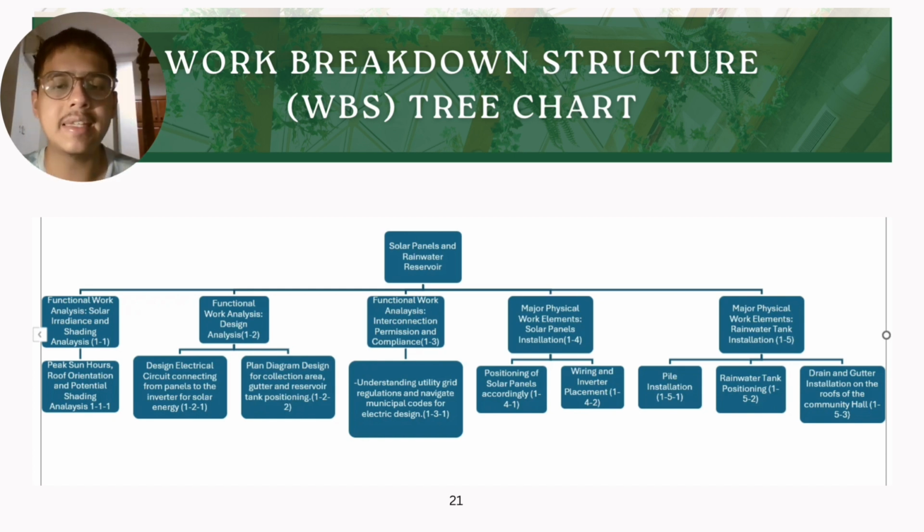Then for the second functional analysis, we have the design analysis: designing the electrical circuit connecting the panels to the inverter for solar energy, and of course planning using AutoCAD to design the collection area, gutter and reservoir. The third one is the functional work analysis for interconnection provision compliance, understanding the utility regulations and navigating the codes for electrical design. Now let's move on to the work elements, solar panel installation. We need to make sure that we position the solar panels accordingly and do the wiring and the inverter correctly. And lastly is the rainwater tank installation.